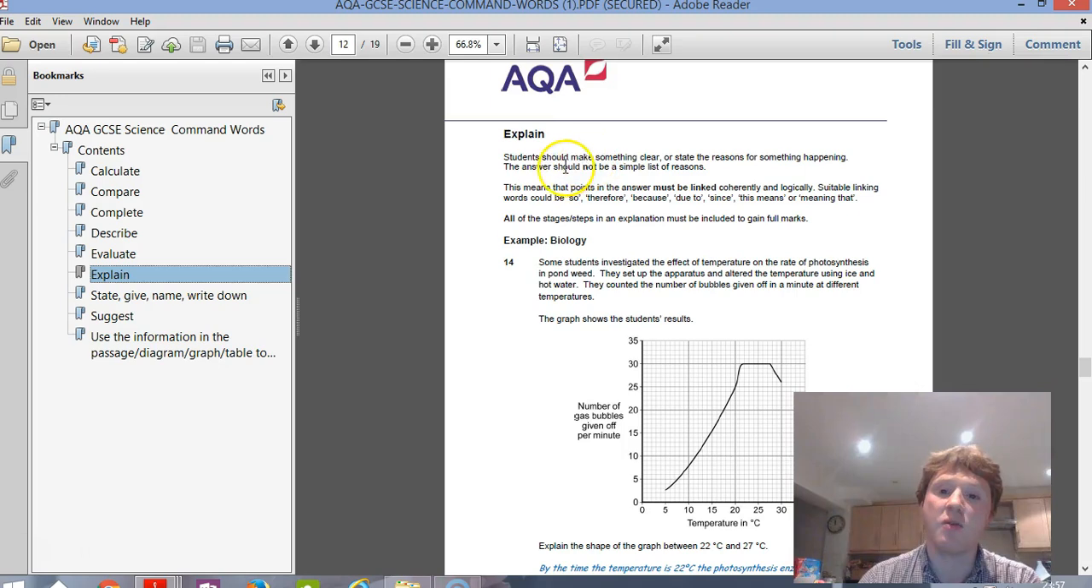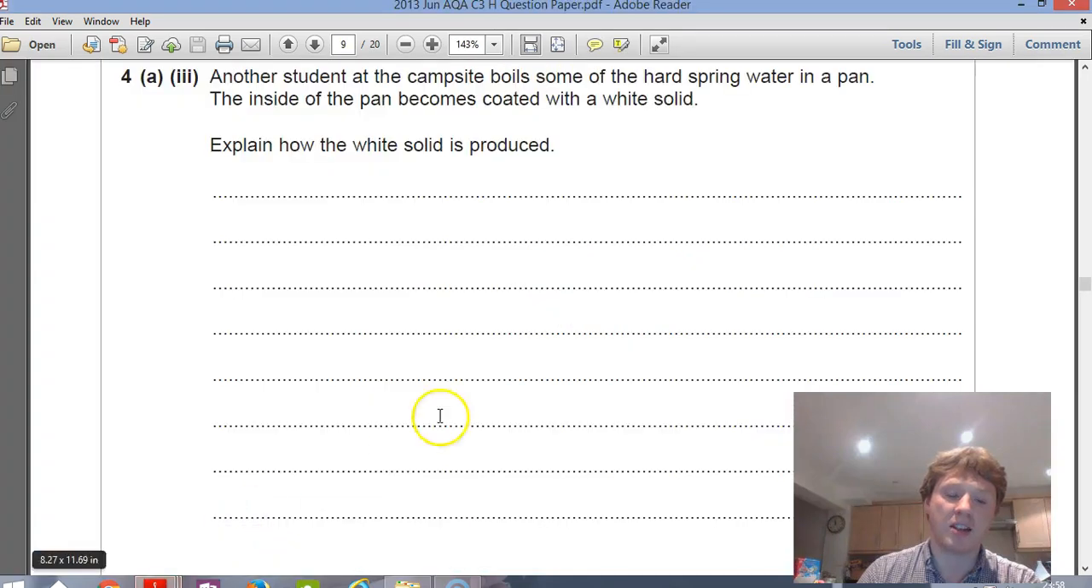The answer should never be a simple list of reasons. It must be linked correctly. So something, something, something, because something, something, something. Or therefore, due to, since. Something like that. So, going back to the question, why is the white solid produced?